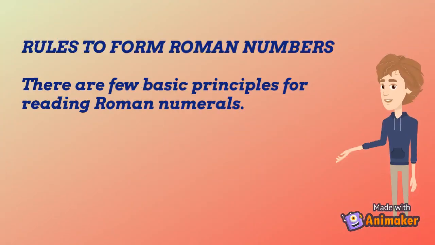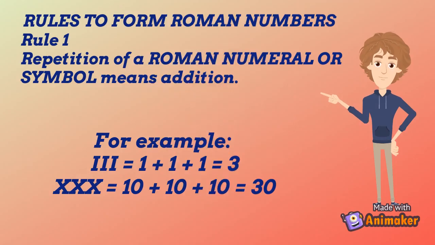Rules to form Roman numbers. There are a few basic principles for reading Roman numerals. Rule 1. Repetition of a Roman numeral or symbol means addition. For example, I repeated 3 times equals 1 plus 1 plus 1 equals 3. X repeated 3 times equals 10 plus 10 plus 10 equals 30.